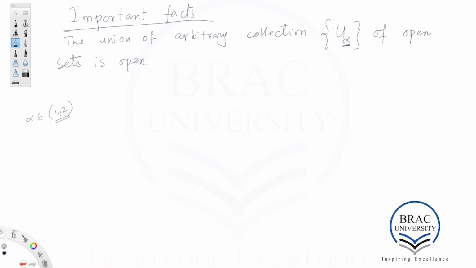In that case, 1 to 2 is called an index set, and alpha is the index. It doesn't have to be 1 to 2, but this is an example of an index set. So an arbitrary collection means it doesn't even have to be a countable collection. It can be an uncountable collection. All right, so this was one of the important facts.